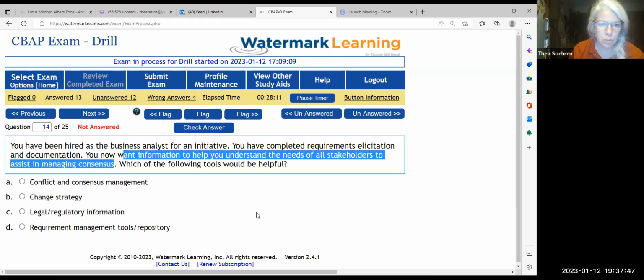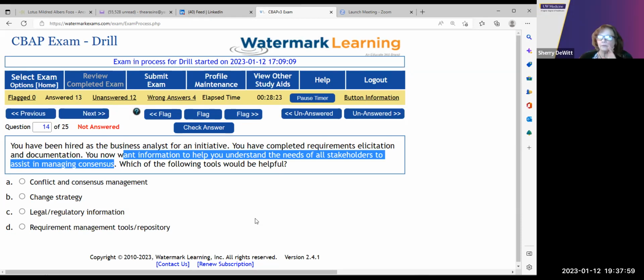So this is what you're after. Needs of all stakeholders to help assist in managing consensus. Which of the following tools? D. Yeah, it would definitely be requirement D, the requirement management tool repository. It would be a storage of all the requirements, so that manages consensus. So it would be either D or B.